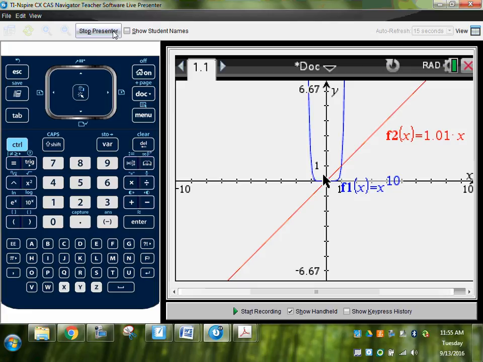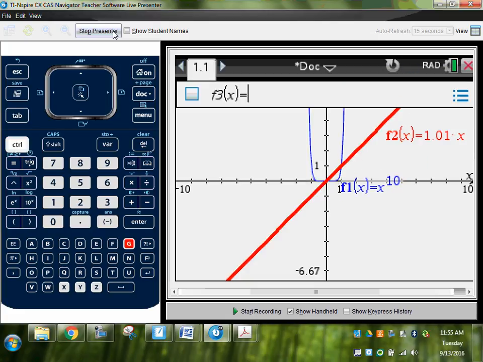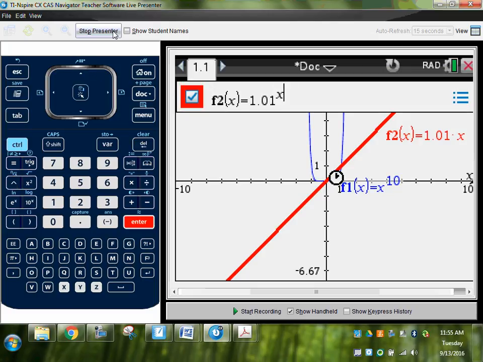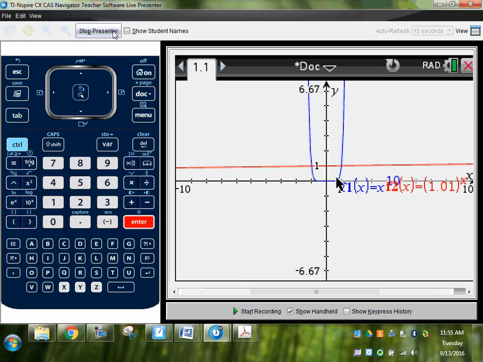This equal to 1.01 raised to the... Oh, it's 1.01 raised to the x. I'm sorry, that's right. It's 1.1 raised to the x, so if you can go, is it Control T? And then you can go through and edit it. It's 1.01 raised to the x power. Press enter. That's going to give you a little bit of a different graph.